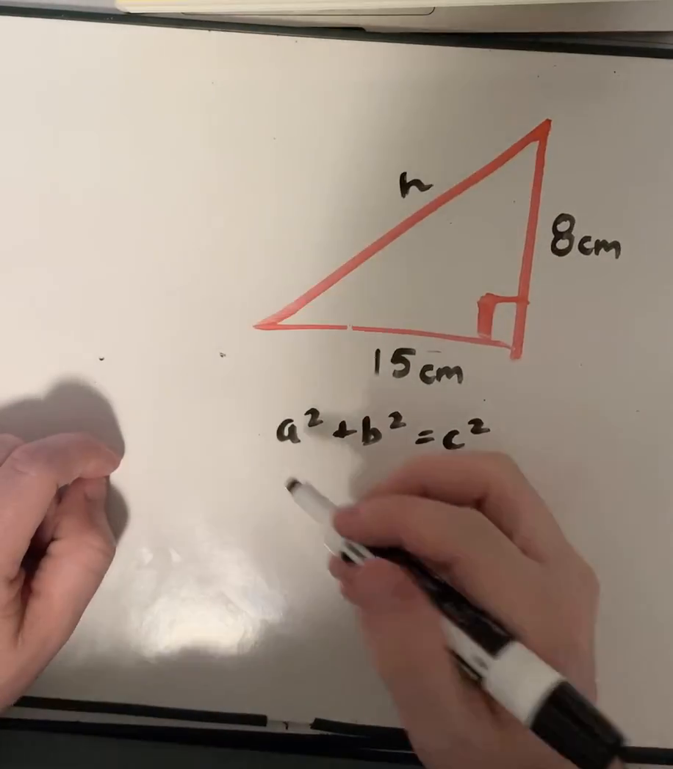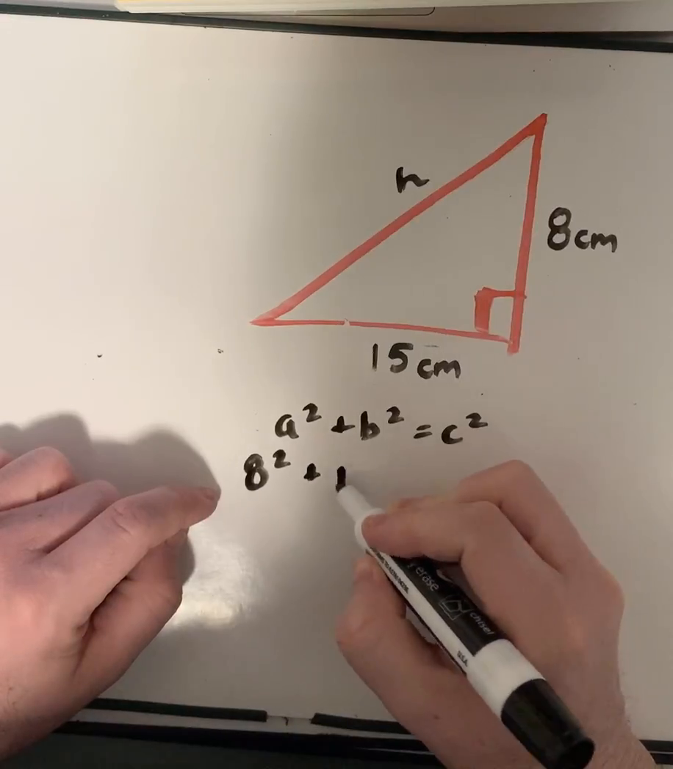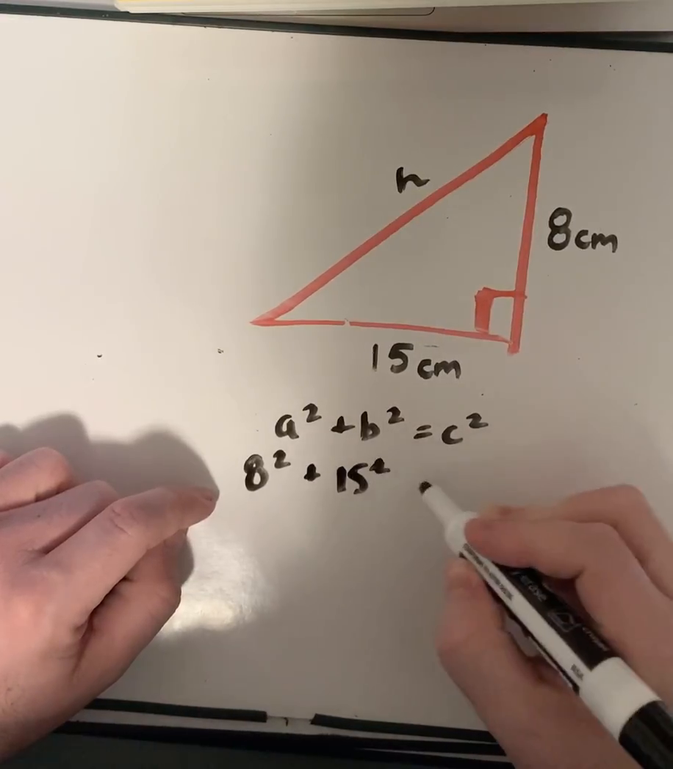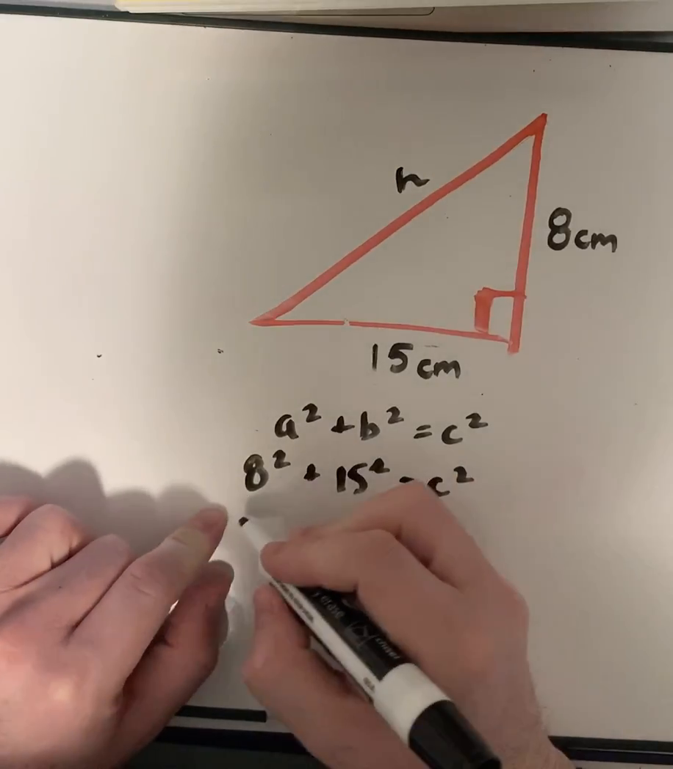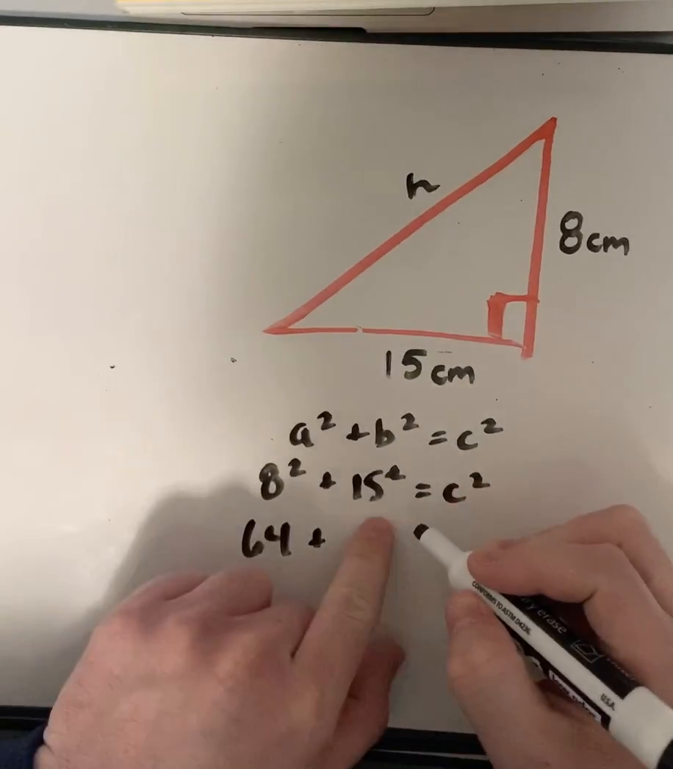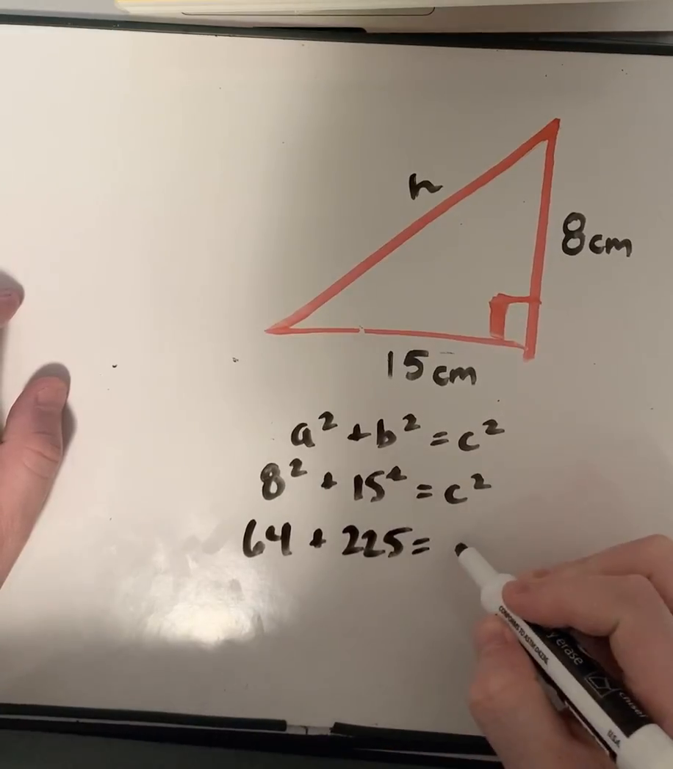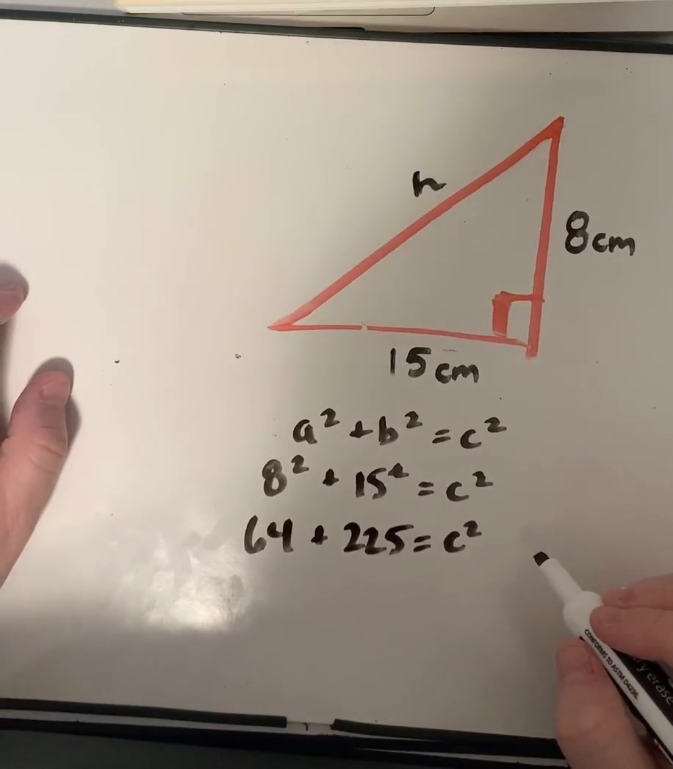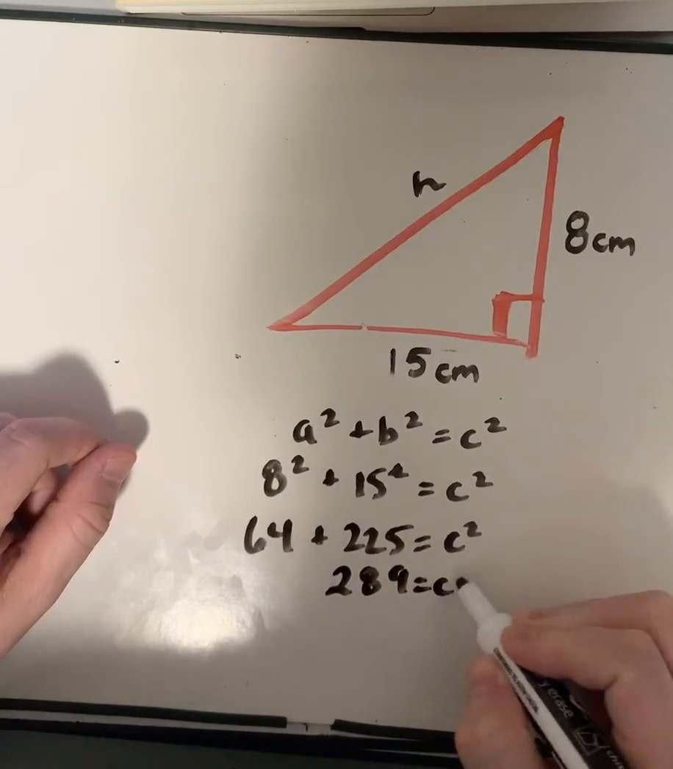So we're going to input, I'm going to do a squared as 8, so 8 squared, and 15 squared as b squared, equals c squared. 8 times 8 is 64, plus 15 times 15 is 225, which gives me c squared, right? Add them up together now. So I've got 289 equals c squared.